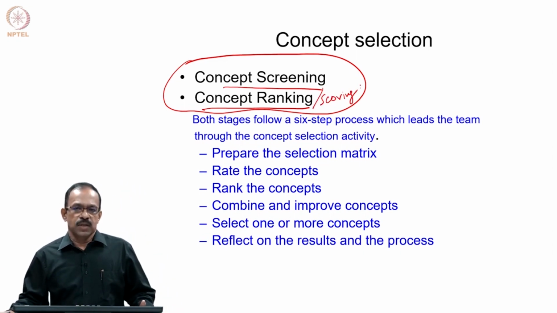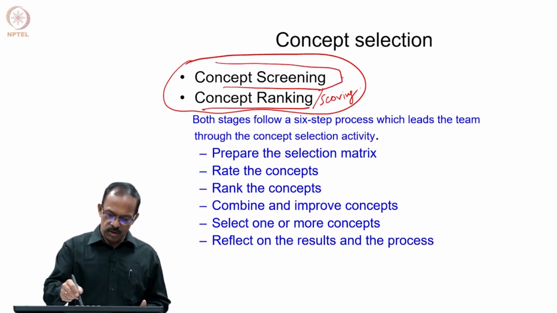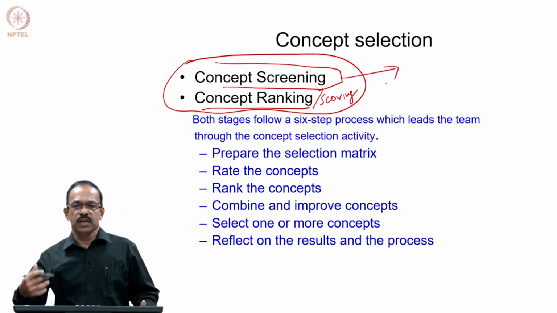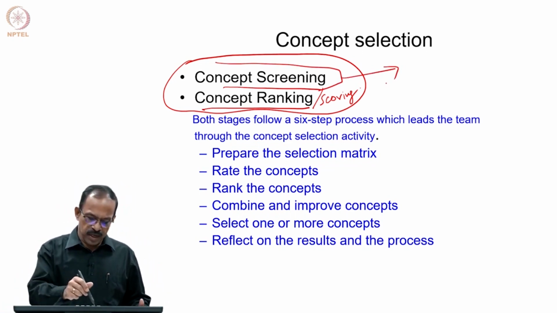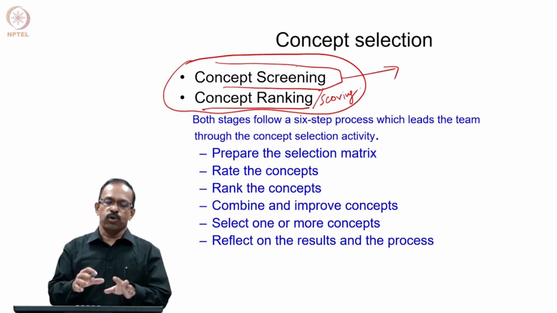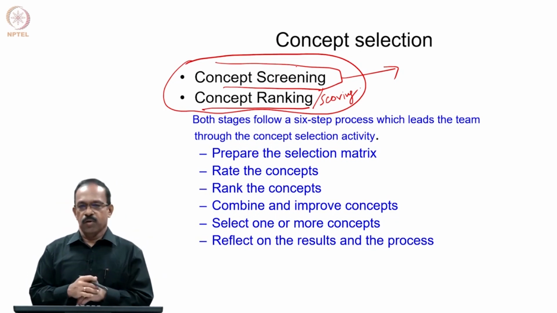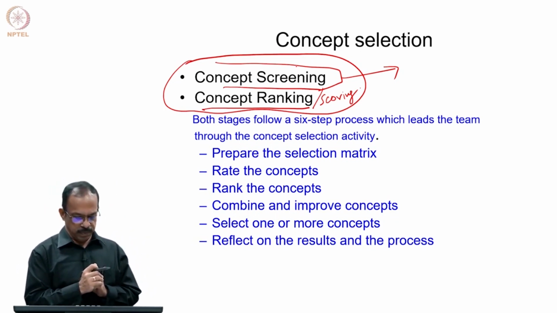In both the stages, the purpose is to get the best out of the set of alternatives available with you. So, concept screening is a process where we try to bring down the large number to a smaller number. Within the smaller number, we go for a more objective evaluation of the alternatives and get the best, and that is known as concept ranking or concept scoring.